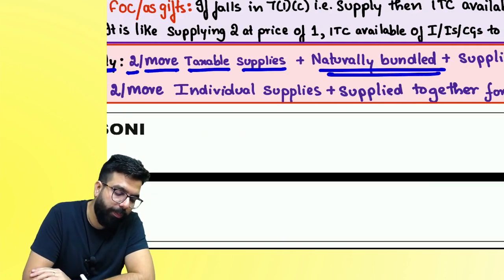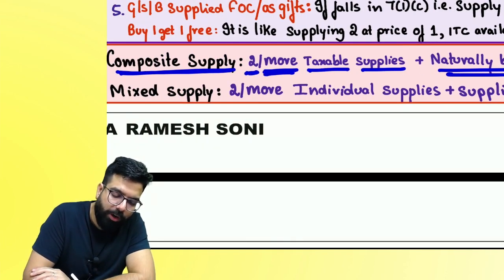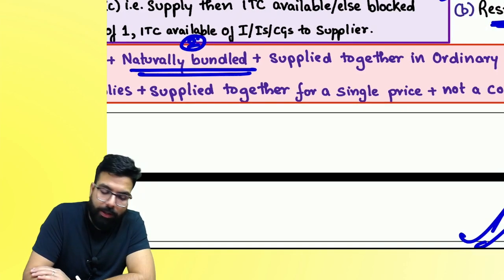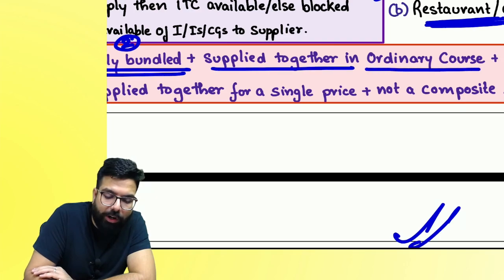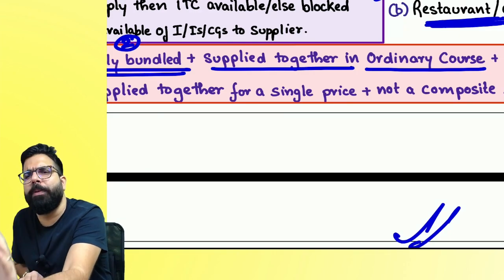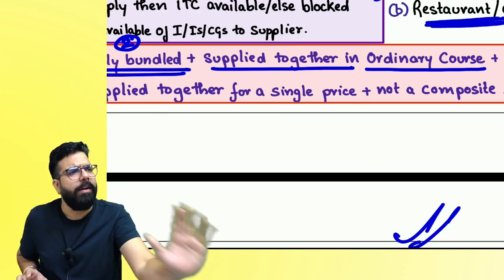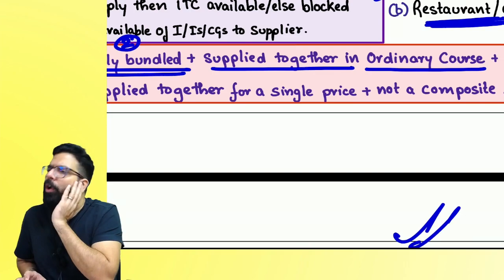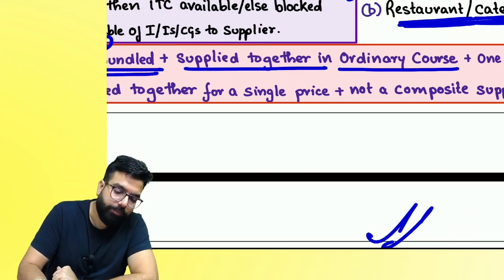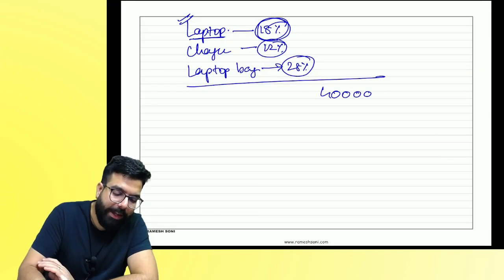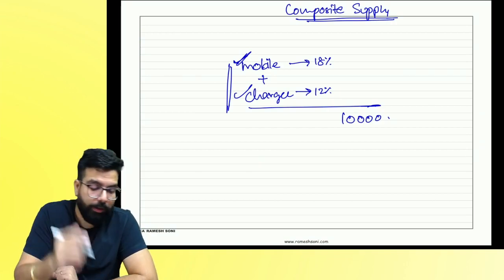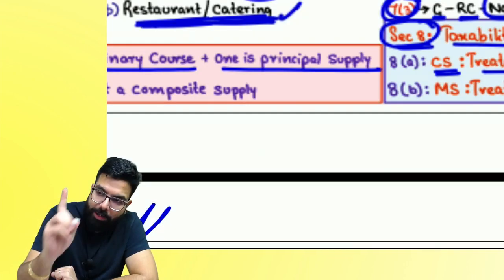Number one, it should be two or more taxable supplies. It should be supplied together in the ordinary course of business. People tell me one thing. Generally, in the ordinary course of business, do all suppliers sell mobile and charger together? Ordinarily, are mobile and charger sold together? Yes. One should be a principal supply. Can you tell me in this example, what is principal? Mobile or charger? They are going ahead and telling that one is principal.